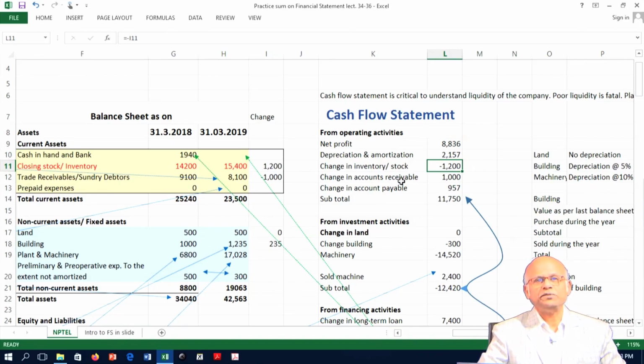Change in accounts receivable, let us see, receivable is here, trade receivable was 9,100, here it is 8,100. That means, there is a reduction, this minus this, there is a reduction of receivable.